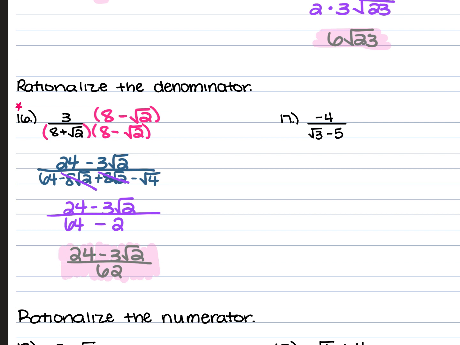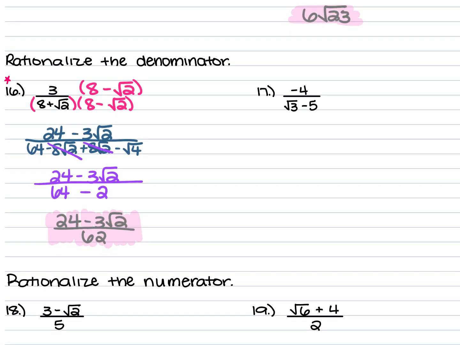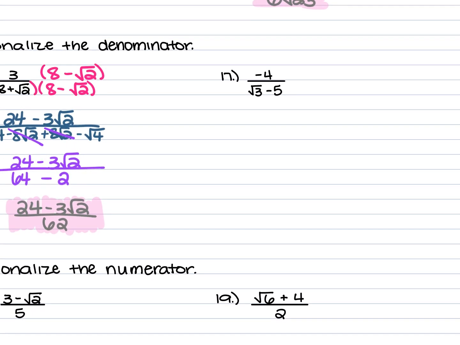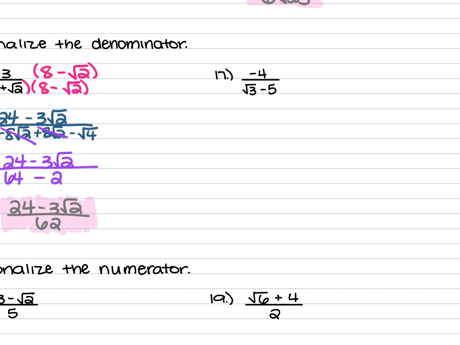For 17, it's just like 16, so you might see one like this also. You have negative 4 over the square root of 3 minus 5. Put parentheses in the denominator, find the conjugate of the denominator. Keep both terms, change the sign between them. That's going to give you the square root of 3 plus 5. Multiply the top by the square root of 3 plus 5 as well. The negative 4 times the square root of 3 is negative 4 square root 3. The negative 4 times 5 is negative 20.